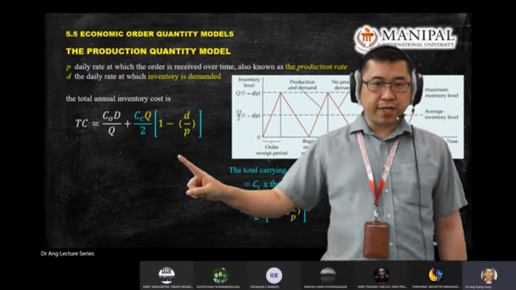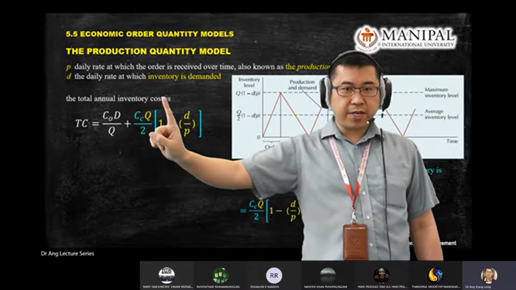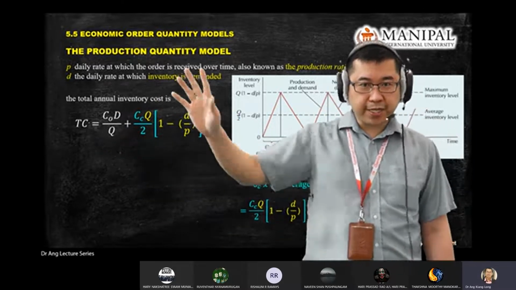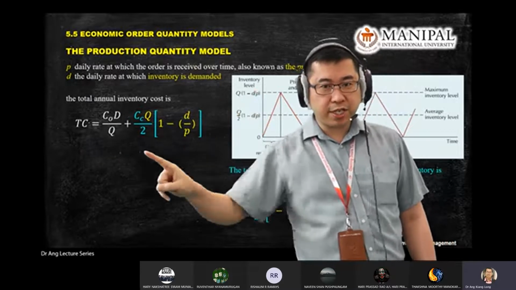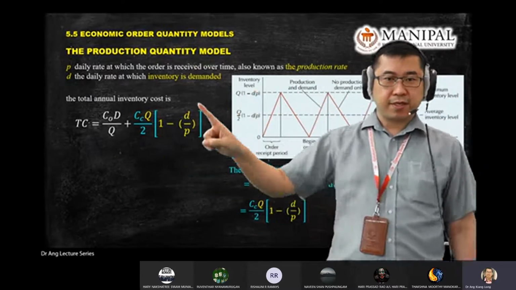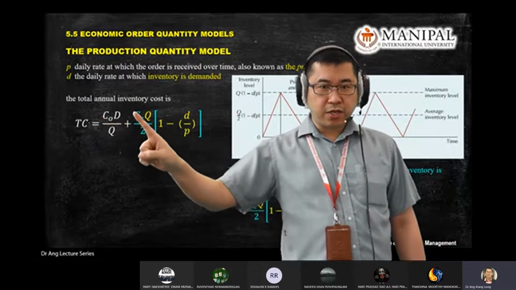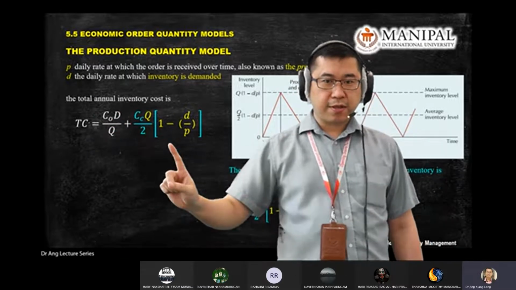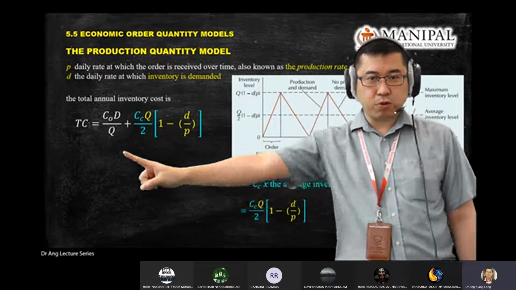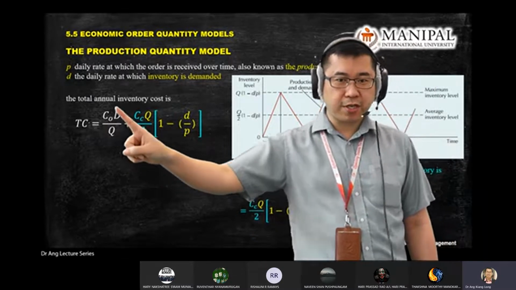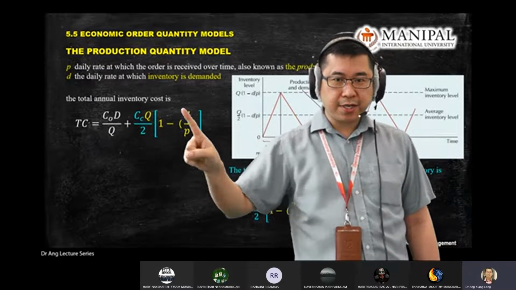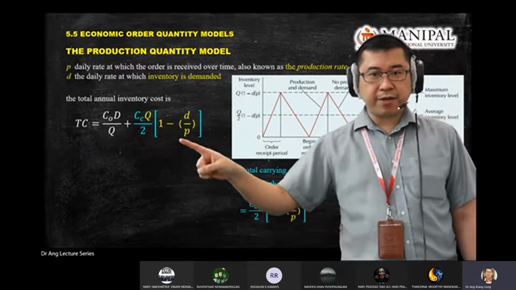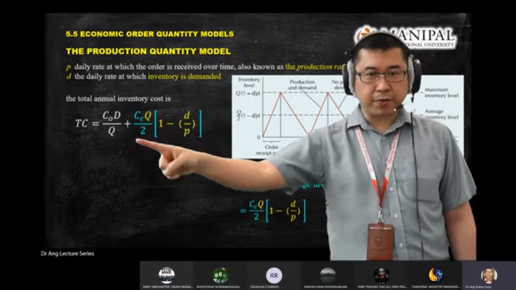The fourth equation for today, total annual inventory cost, TC. You have TC also in the basic model, but for the production quantity model, it changed a little bit. Your total cost will always have two components: C sub O, the ordering cost, and CC, the carrying cost. A little bit different from the basic one is the carrying cost component.